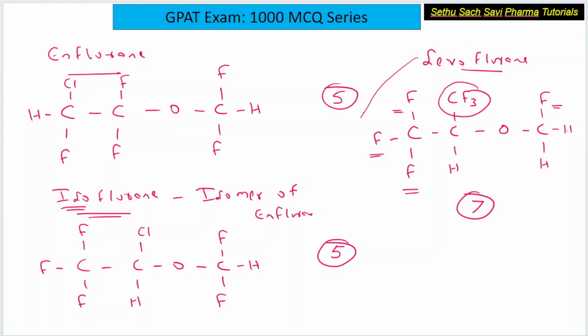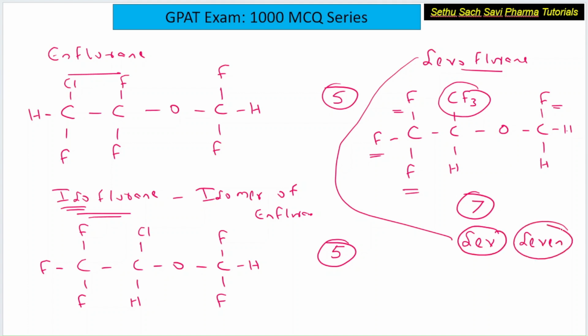However, there is no need to remember the structure. You can remember sevo. The word starts with S, E, V, that indicates 7. Okay, so how many fluorine atoms are there in sevoflurane? The answer is 7 fluorine atoms. How many fluorine atoms are there in enflurane? You can remember enflurane starts with the letter E, the alphabet E. And you know that the alphabet E is A, B, C, D, E. It is the 5th alphabet, right? So 5 fluorine atoms. You can remember like that.